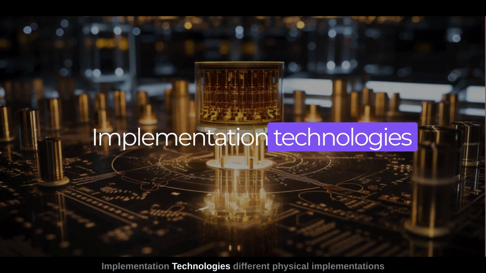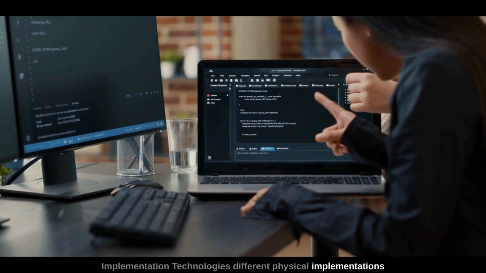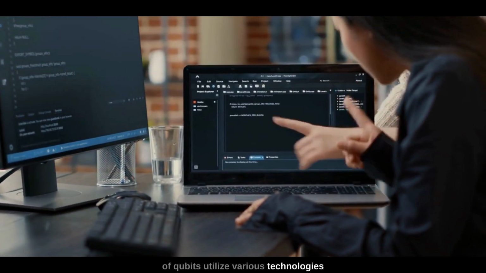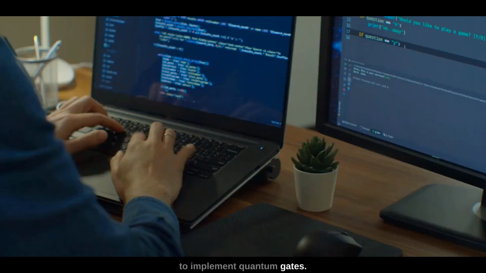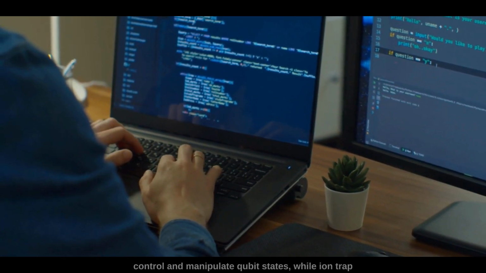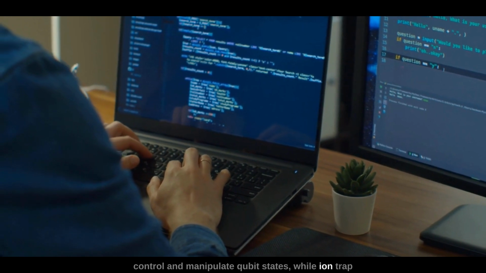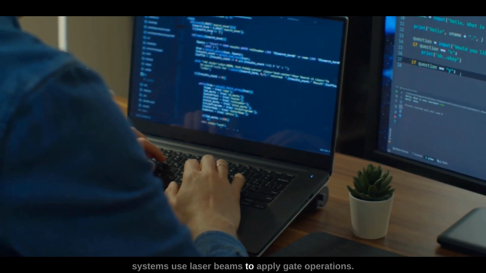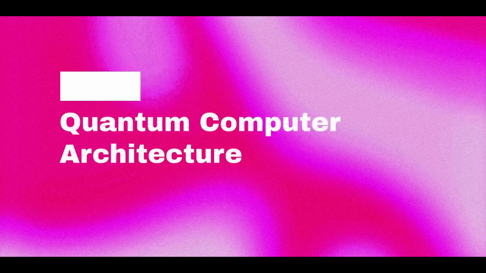Implementation technologies. Different physical implementations of qubits utilize various technologies to implement quantum gates. For example, superconducting qubits use microwave pulses to control and manipulate qubit states, while ion trap systems use laser beams to apply gate operations.